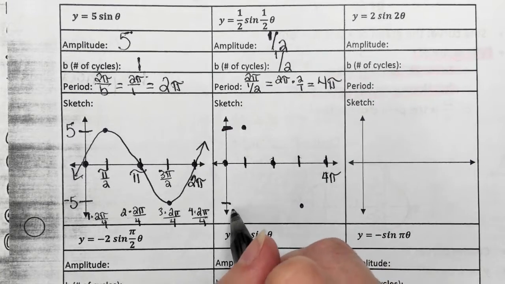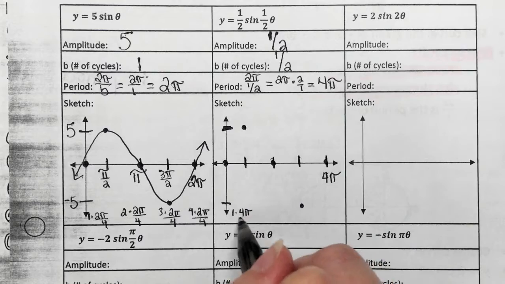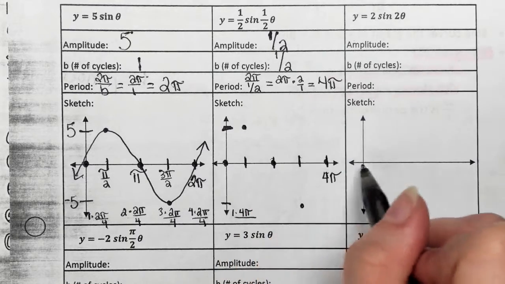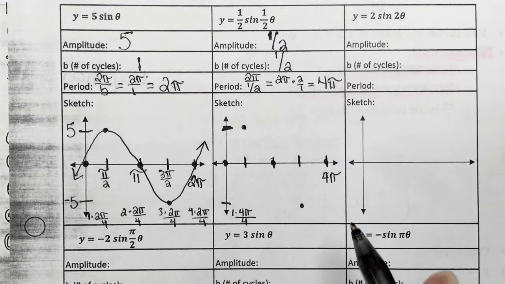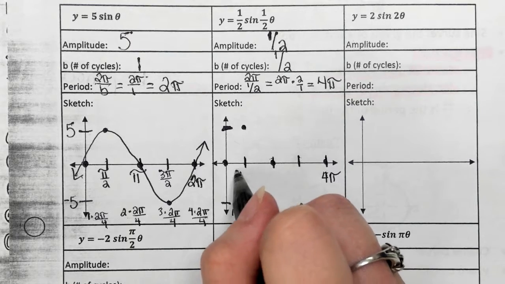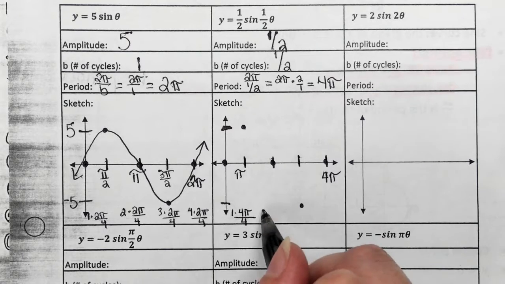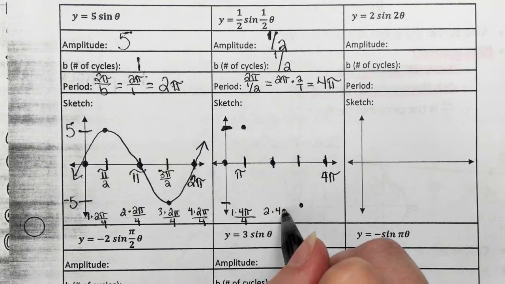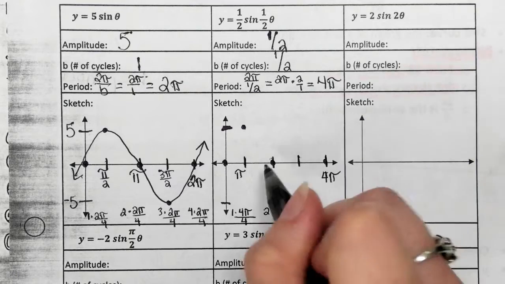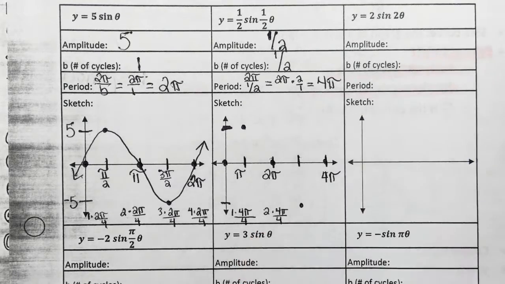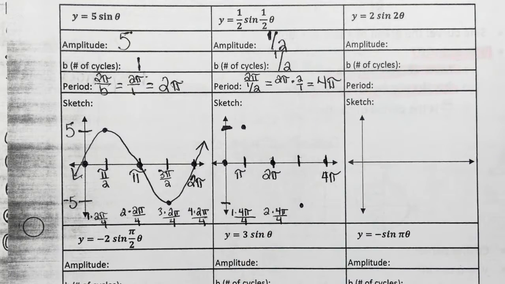All right, so let's find it. We do 1 times 4 pi. And every time, how many tick marks did we have? 4. So we're going to divide by 4. And that would just be pi. Yes, I know you can take 1/4 of 4, but they're not always going to be that easy. All right, the next one is 2 times 4 pi over 4, which would just be. And yes, I know you can take 1/2 of 4, but they're not always going to be that easy.